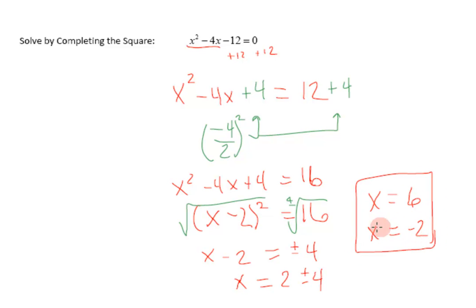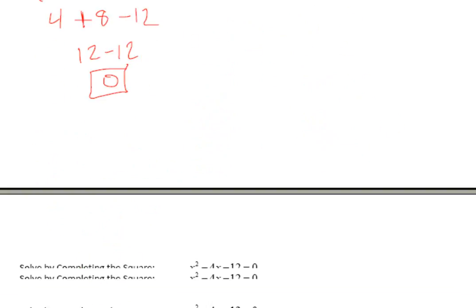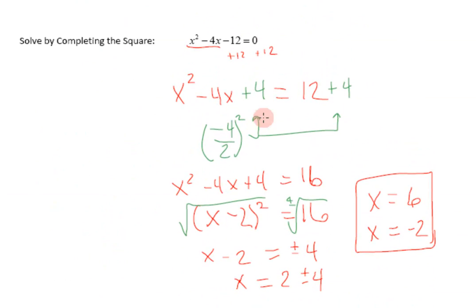And that's getting the same two answers, but by completing the square. That's a lot more work, right? I would probably factor this problem, then complete the square. But that's how you complete the square.